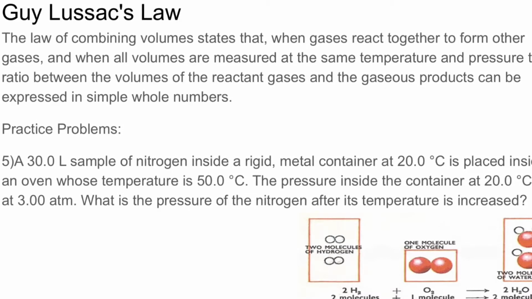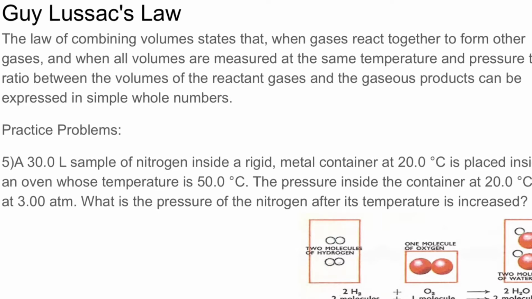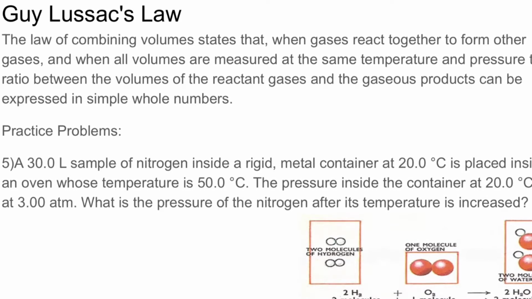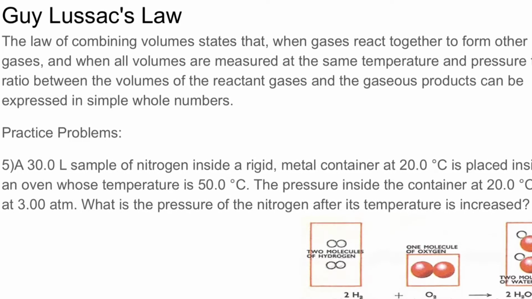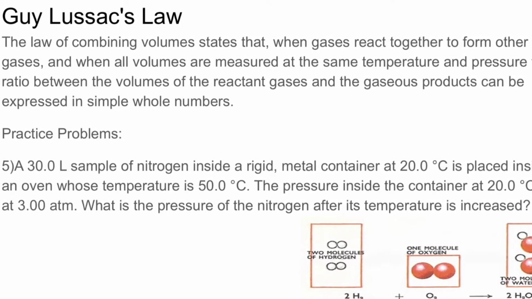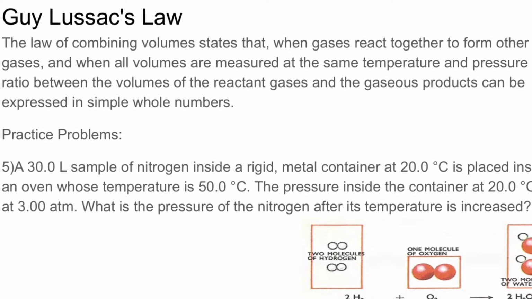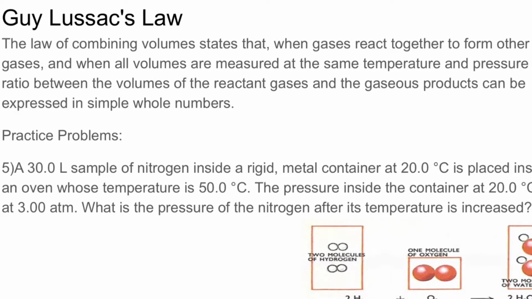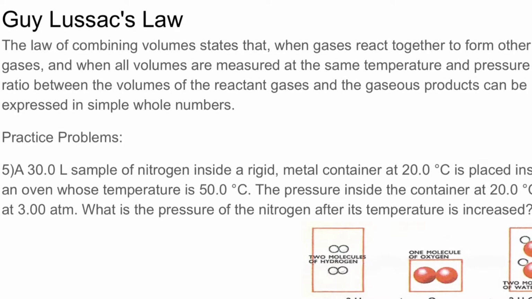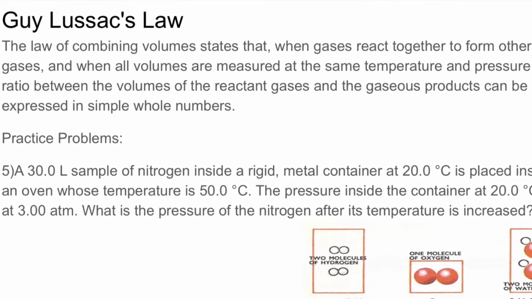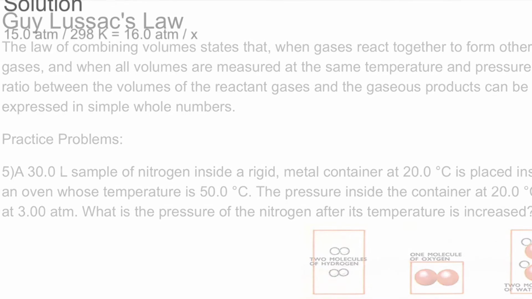Practice problem number 5. A 30-liter sample of nitrogen inside a rigid metal container at 20 degrees Celsius is placed inside an oven whose temperature is 50 degrees Celsius. The pressure inside the container at 20 degrees Celsius was 3 atm. What is the pressure of the nitrogen after its temperature is increased?